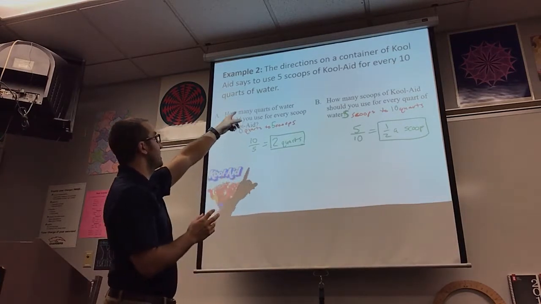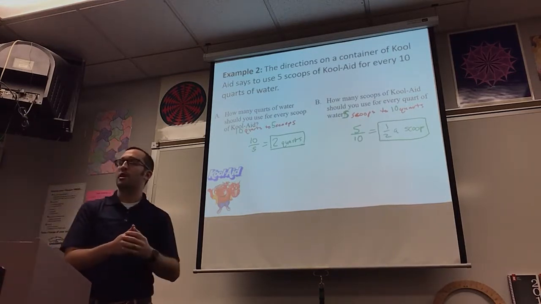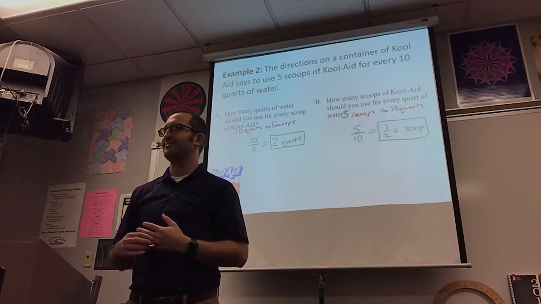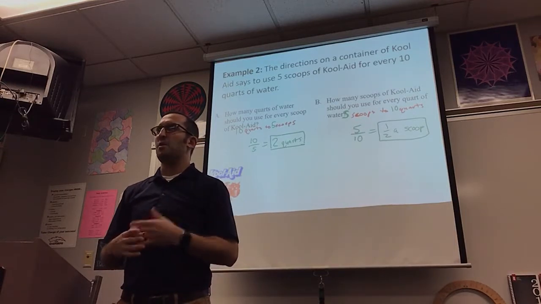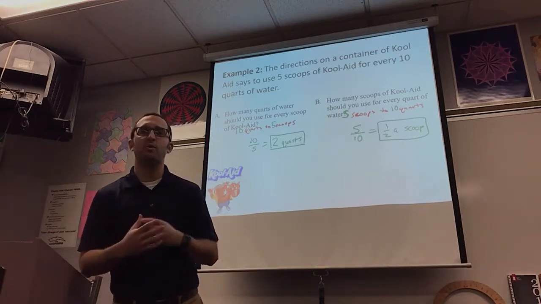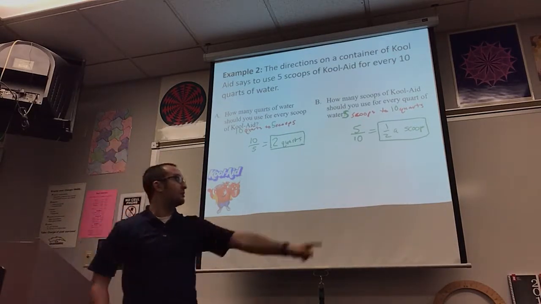What if the question said, the directions say we need to use 5 scoops of Kool-Aid for every 10 quarts of water. How many scoops will I need for 7? What if the question was, how many scoops will I need for 7 quarts of water? Do you see how this can be helpful?